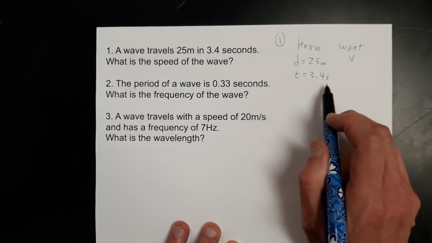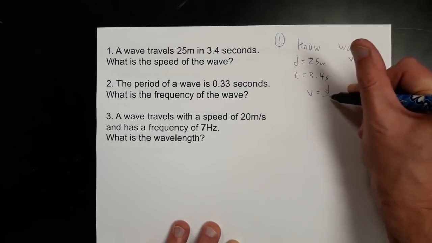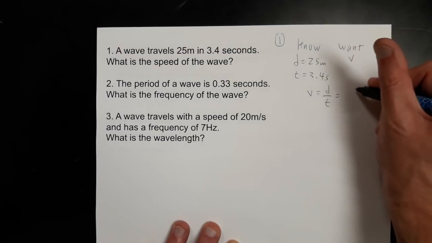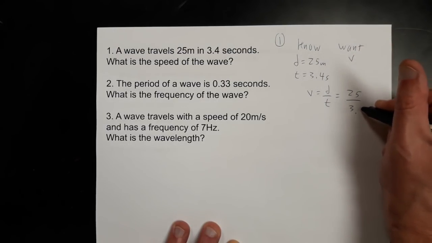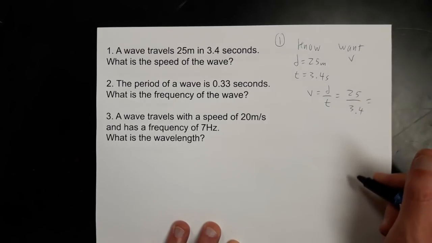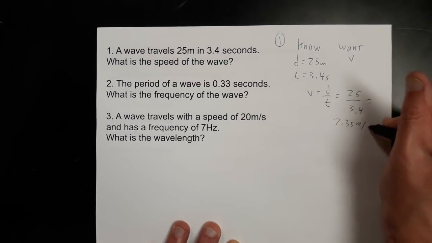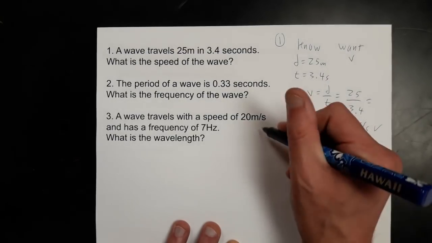Is there an equation that relates these? Yes, there is. It looks like this. Speed equals distance over time. And I just plug in 25 divided by 3.4, and I will get 7.35 meters per second. Gotcha. Okay, let's do number 2. Pause the video here if you want a chance to work it out yourself.